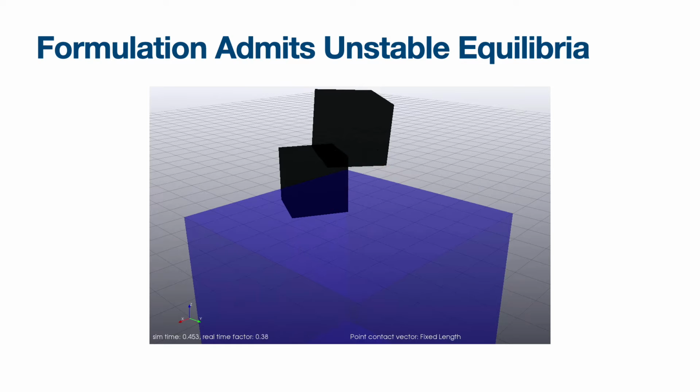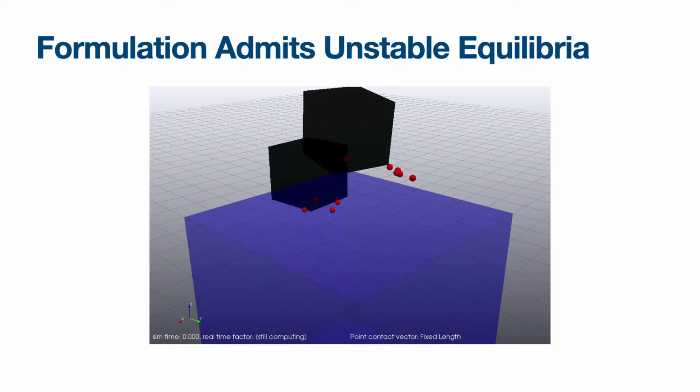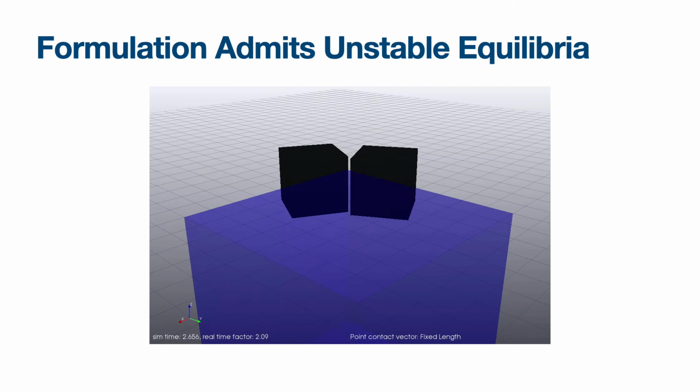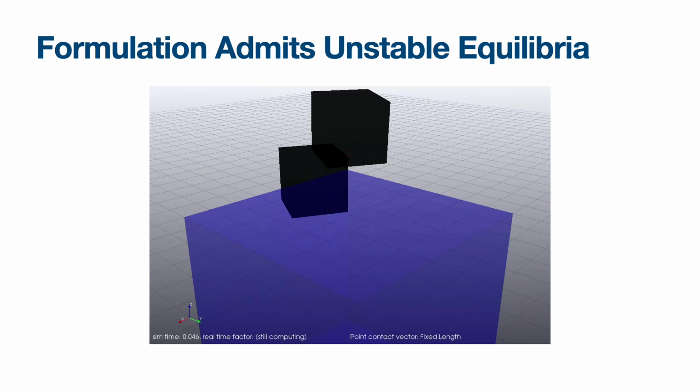Having written a complete set of constraints for static equilibrium, we perform the optimization using the SNOPT solver and it converges. We initialize the blocks in the equilibrium state and perform forward simulation. The blocks fall over. What went wrong?